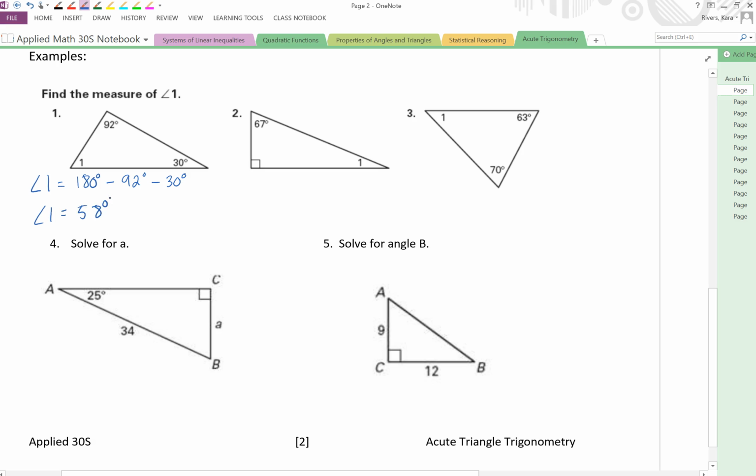Go ahead and try numbers 2 and number 3, and come back and check your answers with me. So for number 2, you should have got that angle 1 is 23 degrees, and for question 3, you should get that angle 1 is 47 degrees.